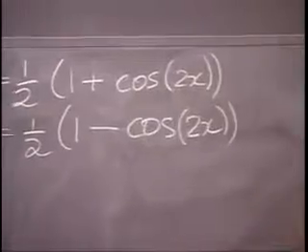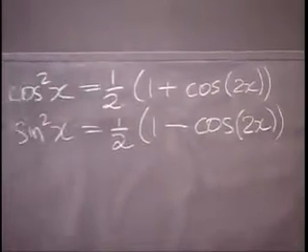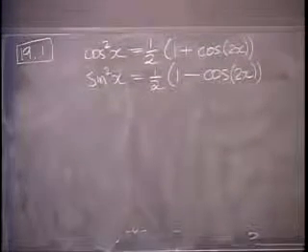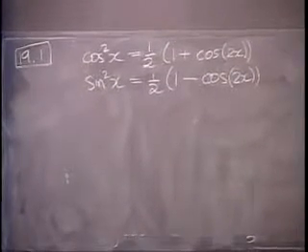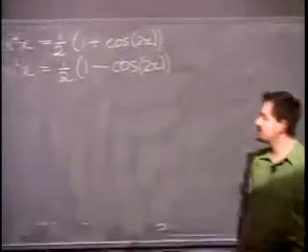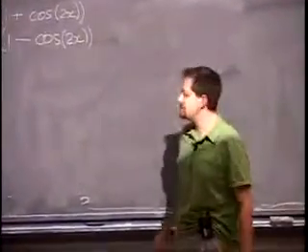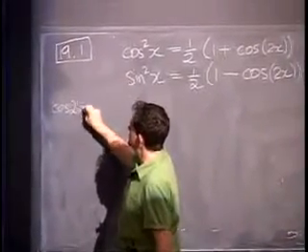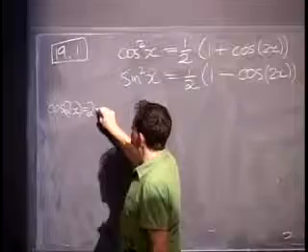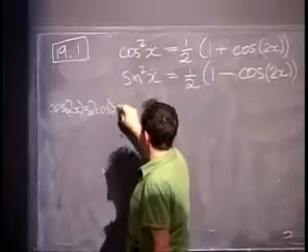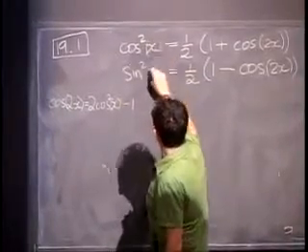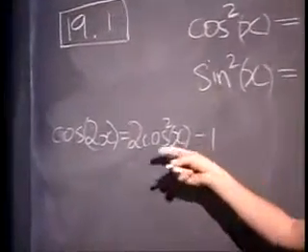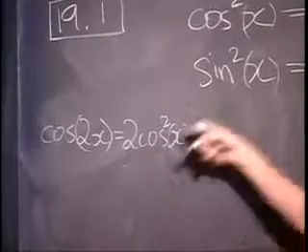So this says cosine squared x is 1/2 of 1 plus cosine 2x, and sine squared x is 1/2 of 1 minus cosine 2x. Where do these come from? Well, it just comes from the cosine 2x identity. It's just a rearrangement of this common identity. Cosine 2x is 2 cosine squared x minus 1. If you take that identity and just solve for cosine squared x, you get this.